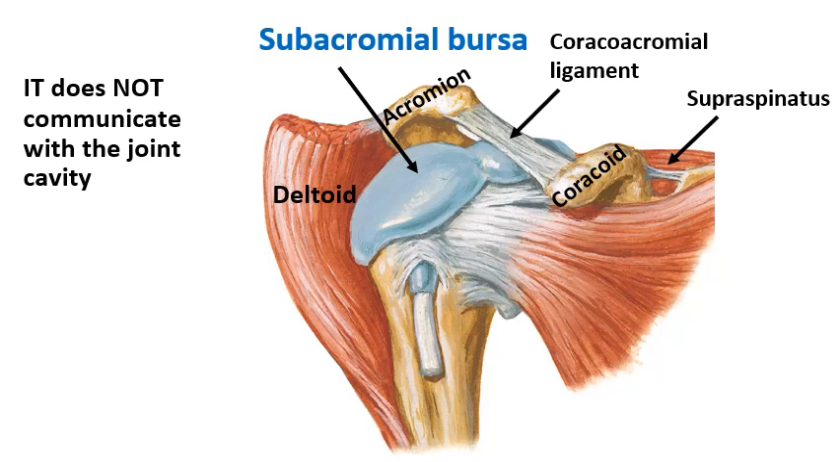This subacromial bursa does not communicate with the joint cavity. It's not related with the perforations. Okay? It is present, as you see in the picture, beneath the coracohumeral arch, and it extends deep to the deltoid muscle.